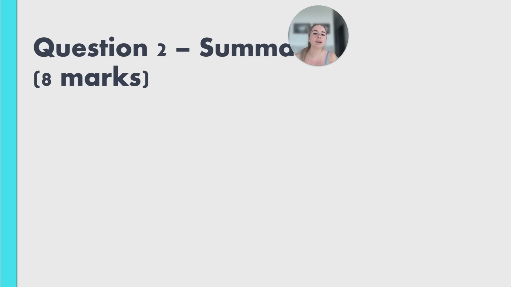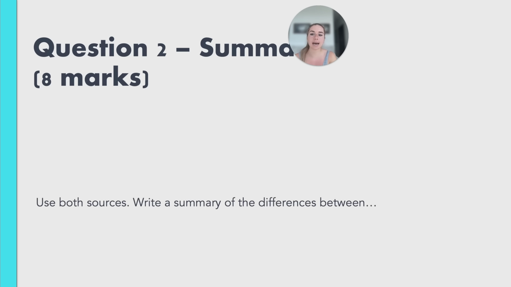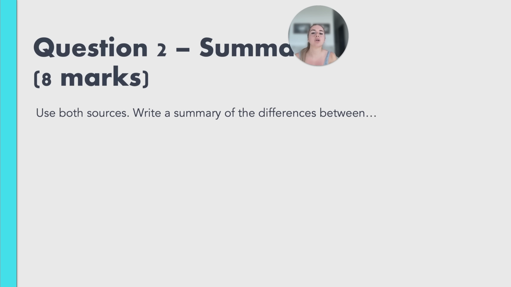So question 2 is the summary question. This is 8 marks. So what you want to do is use both sources to write a summary of the differences between, and then it'll be whatever. It might be between their focuses on jobs, the workplace, it might be their attitudes towards animals, anything. It doesn't really matter what it is, but it will give you a specific focus.